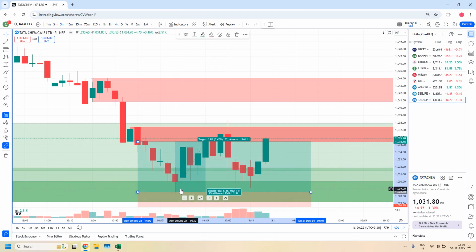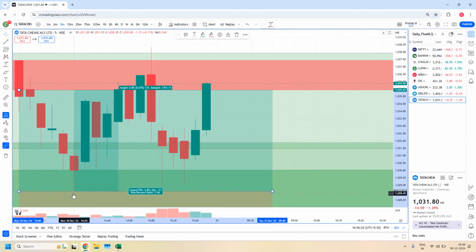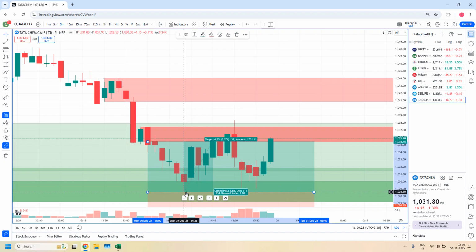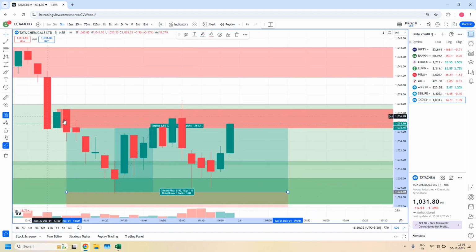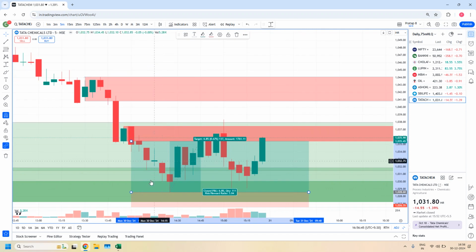See, now you got 1:3 RR. Is price entered into this zone? Yes, a little below. That means your trade would have been executed. And you would have exited in this drop base drop, this 5 minutes target, you would have exited. That way you would have got the profit.